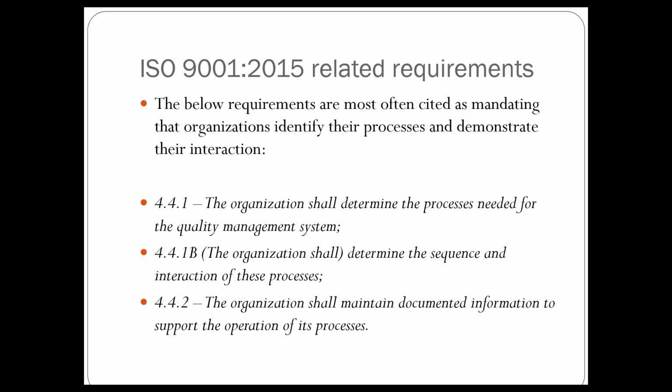Now, this is rooted in several requirements from ISO 9001. In 4.4.1, in the opening paragraph, it states that you need to determine the processes needed for the quality management system. Again, we need to recognize that a quality management system is made up of processes. Secondly, in subclause B, it states that you need to determine the sequence and interaction of those processes. And finally, you need to maintain documented information to support the operation of the processes. That's where the IOP requirement is rooted.